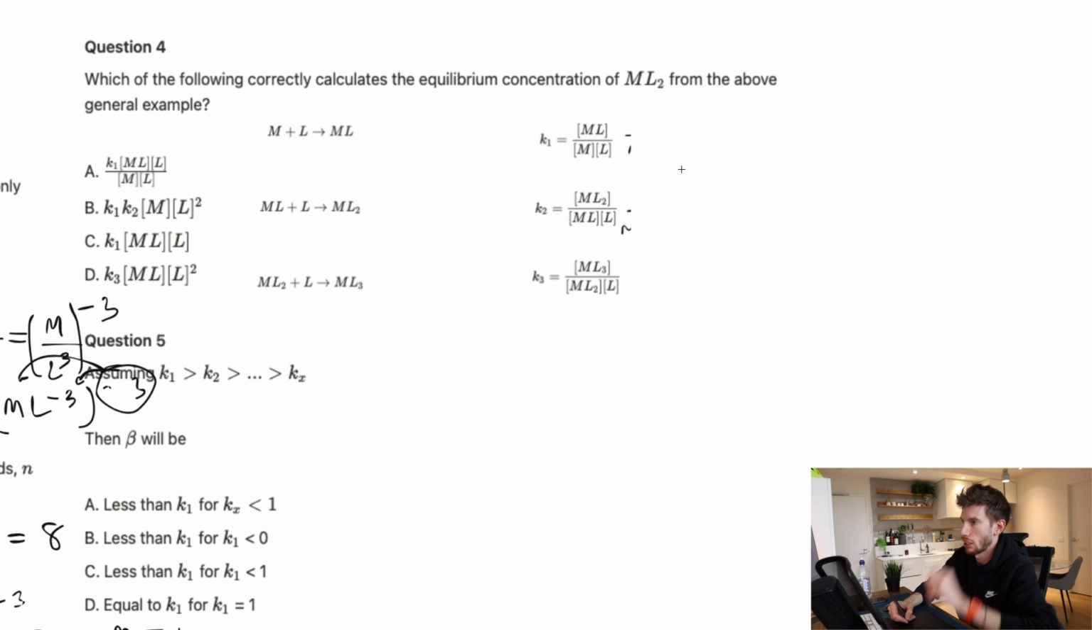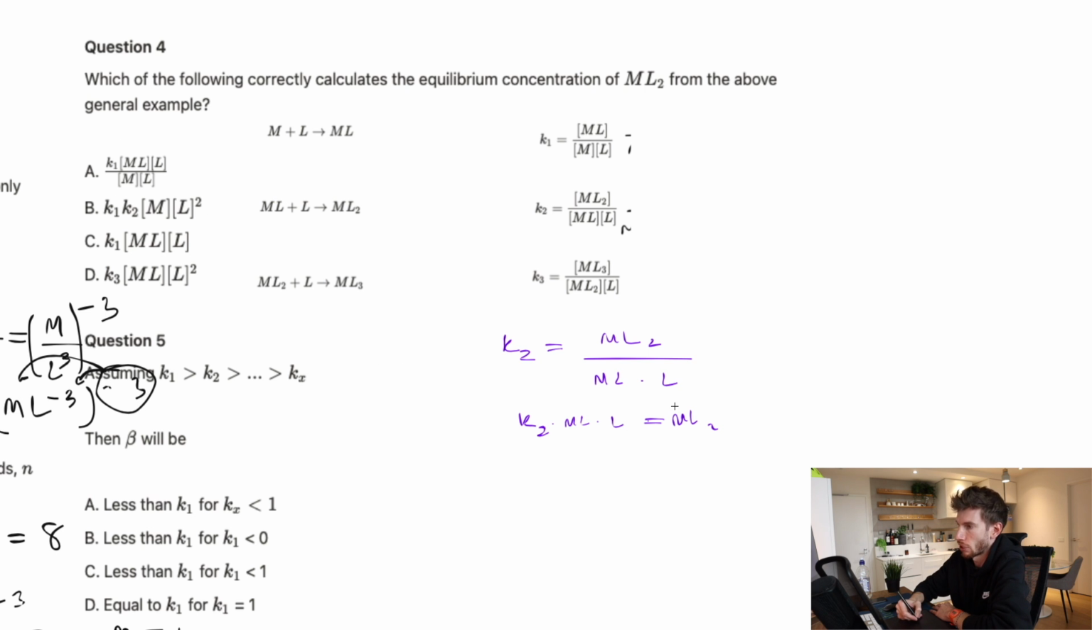So let's start with K2, because that's got ML2 in it. K2 was equal to ML2 over ML times L. I'm going to ditch the square brackets for now just because it's a bit tedious to write, I'll just make sure I separate them. Best case scenario is I just solve this equation for ML2, and that would be K2 times ML times L. Then I look to the answers and I can see, nope, it's not there, damn it. So we've got to find something else.